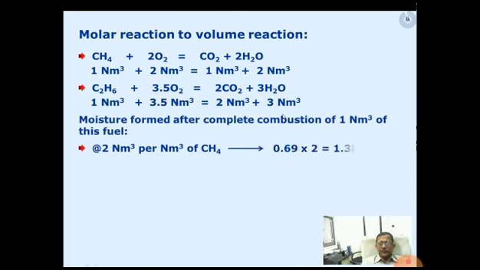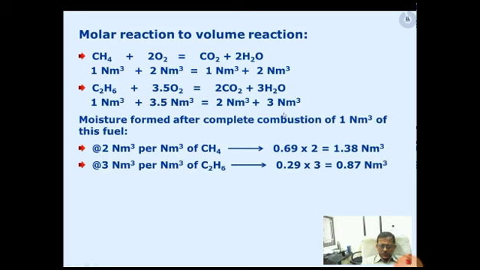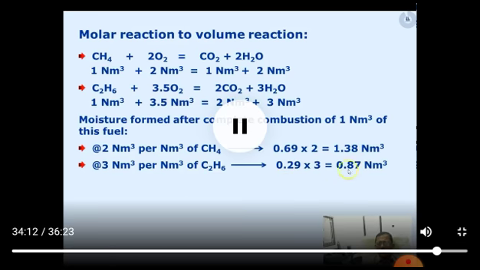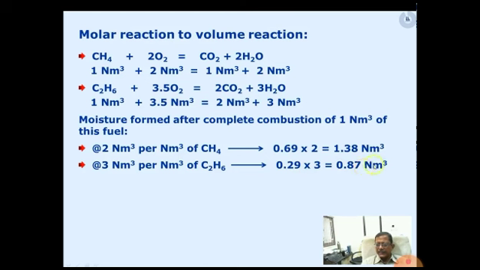In our fuel, CH4 is 0.69 nm cube. So 1 nm cube is forming 2 nm cube of water. 0.69 nm cube will form 1.38 nm cube of water, and 0.29 nm cube of C2H6 will form 3 into 0.29, that is 0.87 nm cube of water. So after the complete combustion of 1 nm cube of this particular fuel, the total water will be 1.38 plus 0.87, that is 2.25 nm cube per nm cube of fuel.